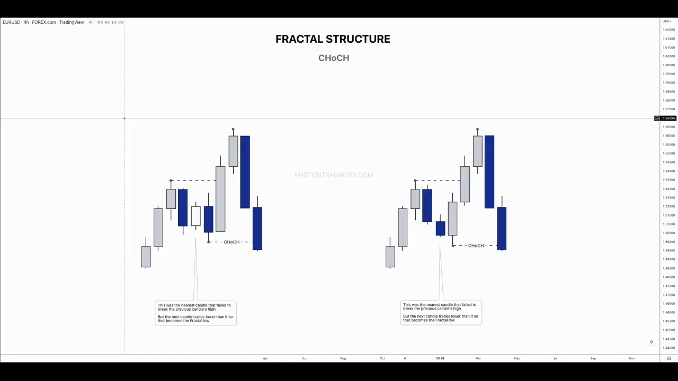And the beauty of this is it's 100% mechanical. The way we view fractal structure, and obviously change of character, is 100% mechanical. You can program this into an algorithm. I have tested this over a million different weird price action examples, every single one you could think of, and I have not yet found an example where it needed any form of discretion. It is 100% mechanical, okay?